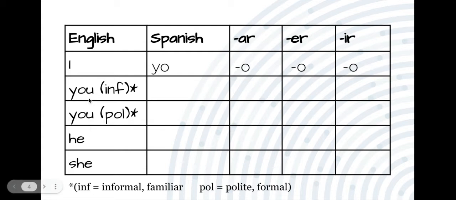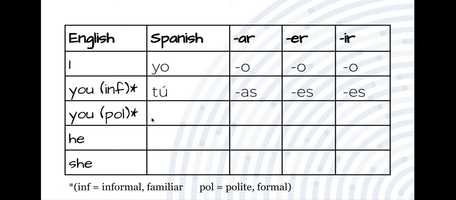Now in Spanish, we have two different you's. We have you informal or familiar, and this you is used with friends, people you're close to, casual situations. And then we have you formal, which is polite, for strangers, anytime you're trying to be a little more respectful. So you informal or familiar in Spanish is tú. Make sure you have that accent mark. And the AR ending is as, ER is es.